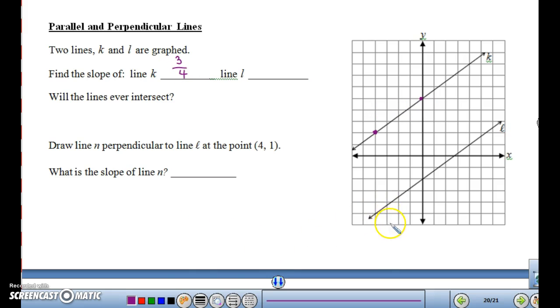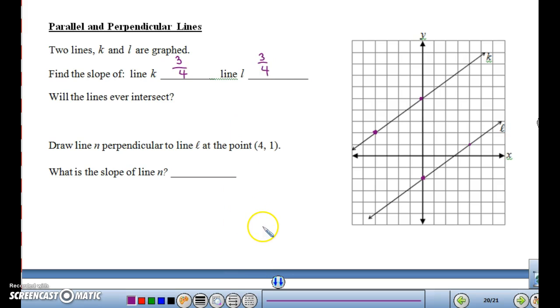Now, let's look at the line L. If I pick, say, this point here and this point right here, there's 2 points. So I'm going to go from here to here, 1, 2, 3, up, 1, 2, 3, 4, over to the right. So up 3 over 4 means my slope is going to be 3/4.